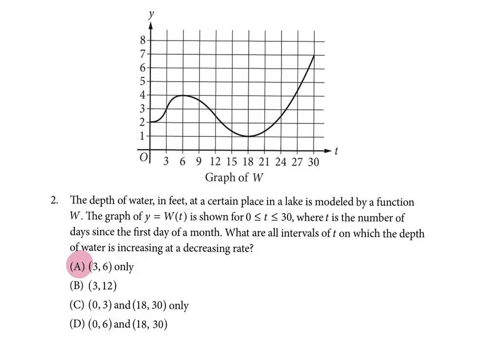All right, number 2 says the depth of the water in feet at a certain place in a lake is modeled by a function W. The graph of W is shown, where t is the number of days since the first day of the month. What are all the intervals on which W is increasing at a decreasing rate? So you're looking for concave down, but increasing. So concave down only here, right? But you want it to be increasing, which was here. Not there. Here, sorry.